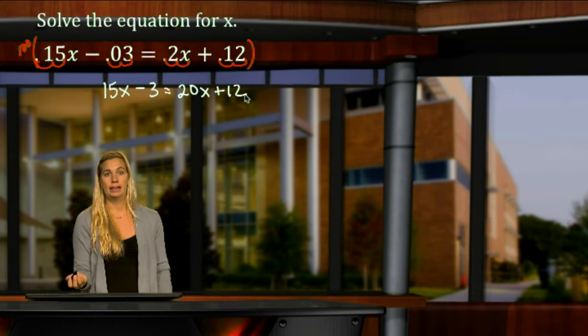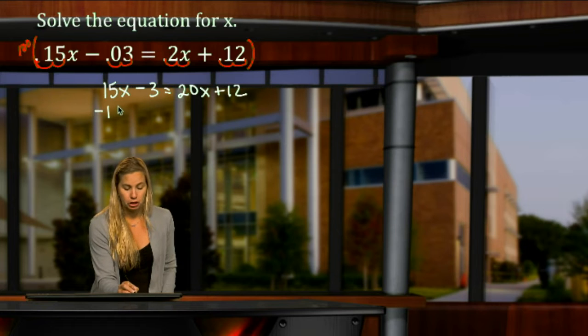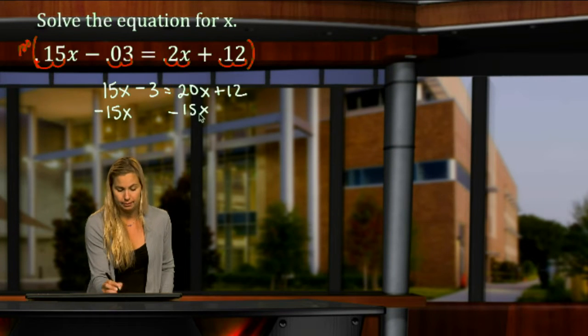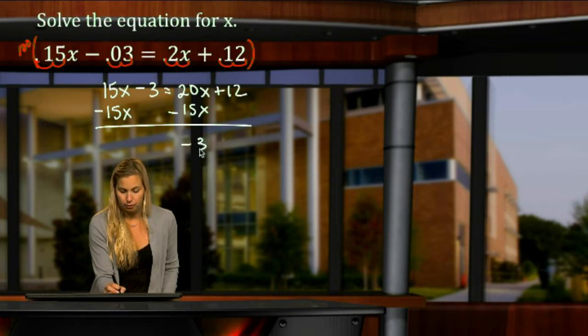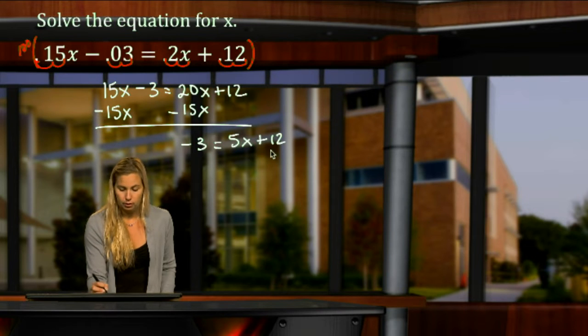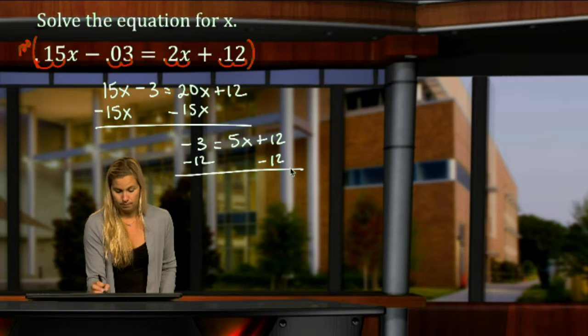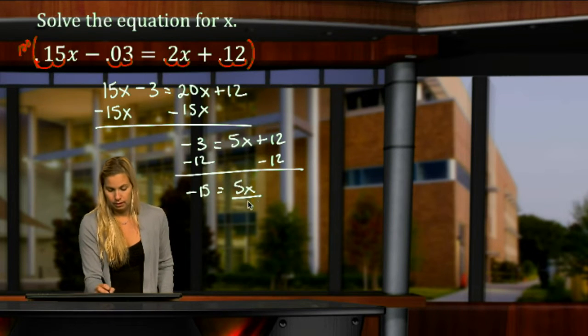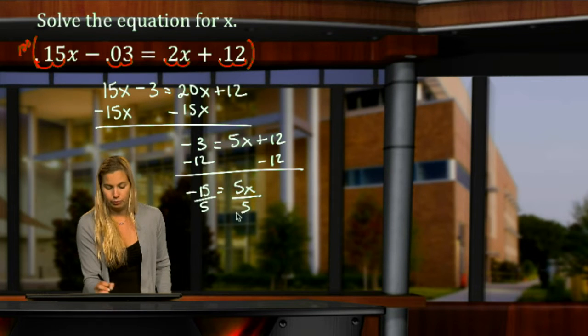From here, we want to combine like terms on the left and right hand side of the equal sign, starting with our variable terms. So we have 15x that we'll subtract from both sides. So we have negative 3 equals 5x plus 12. Subtract 12 from both sides. Negative 15 equals 5x. Divide both sides by 5. We get x equals negative 3.